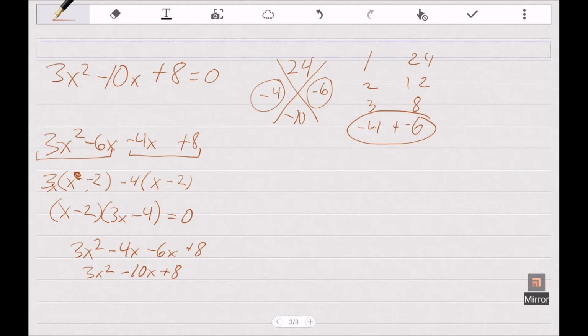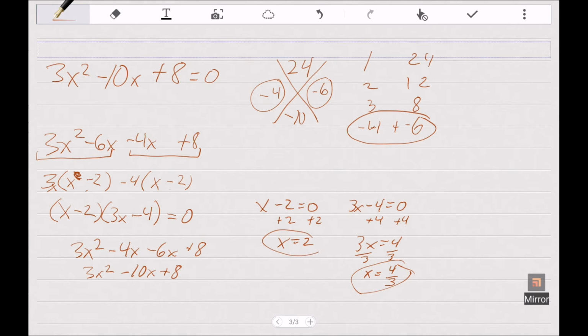So now, from here, we'll do our factoring. X minus 2 equals 0. 3x minus 4 equals 0. Add 2, x equals 2. Here we have 2 steps. So we add our 4 to get our 3x by itself. Have to get rid of that 3. X equals 4/3. I'm fine with leaving your answer as an improper fraction. Your teacher may not be.